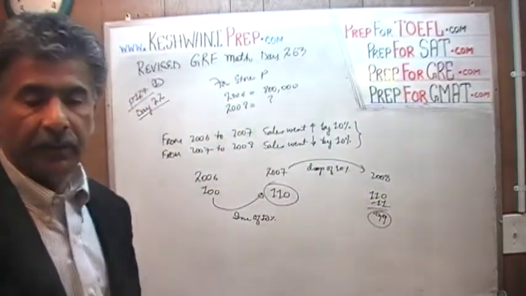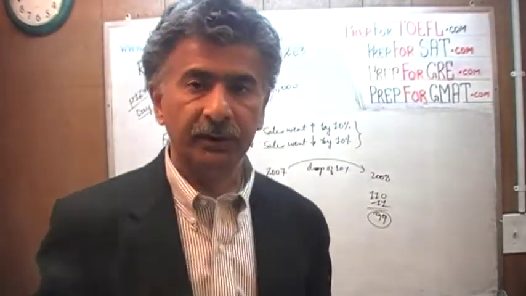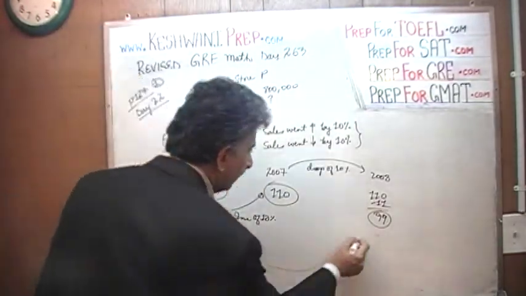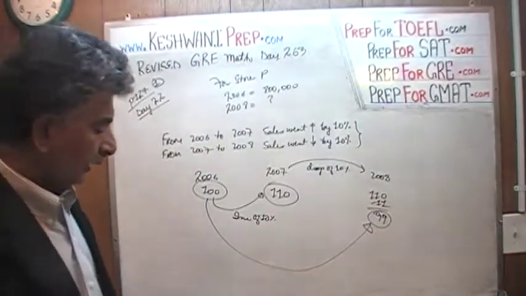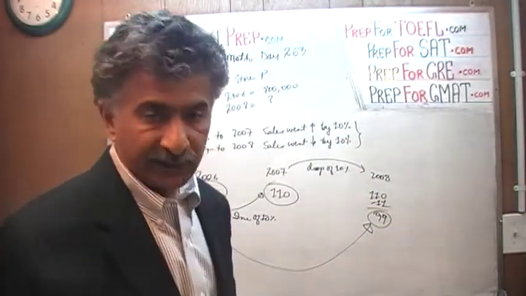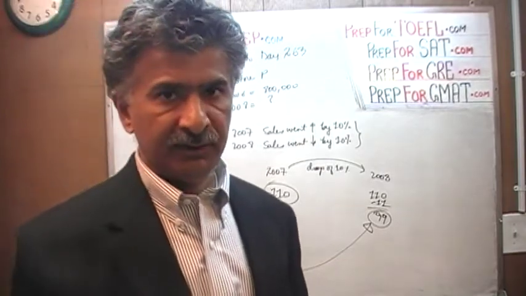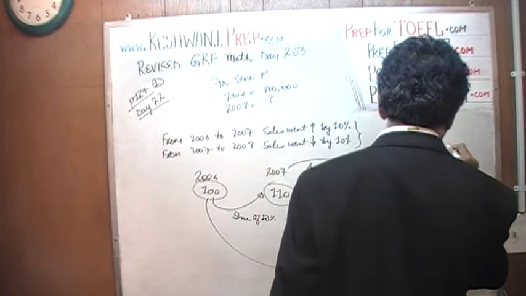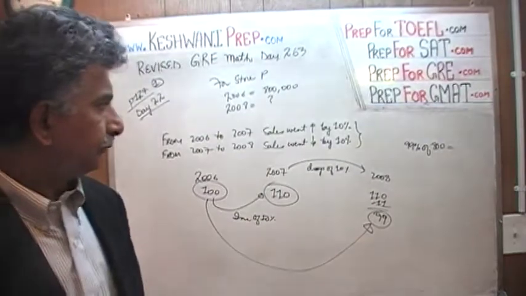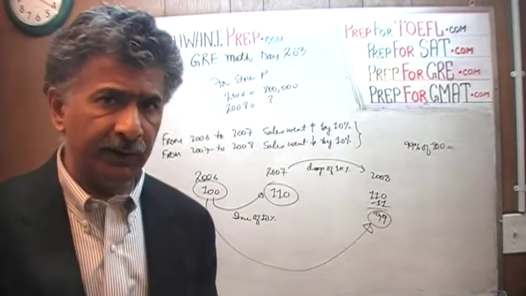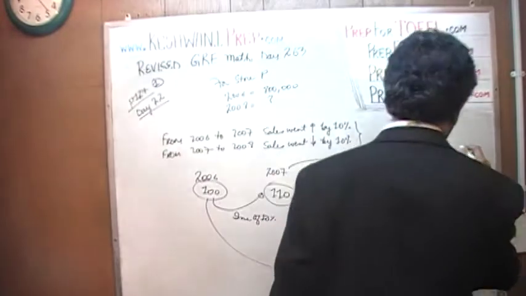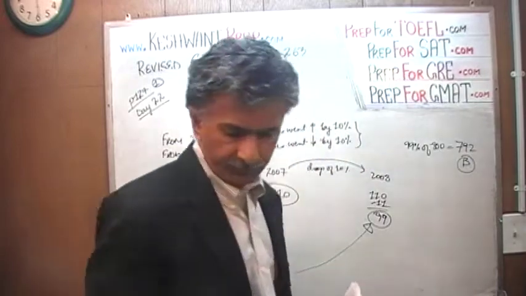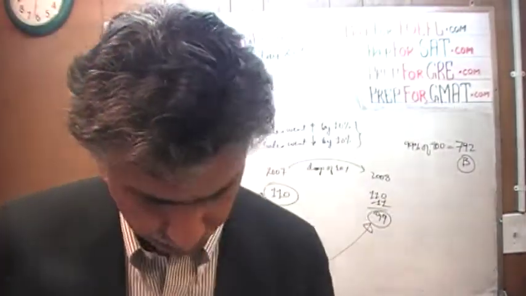In other words, if you have an increase of 10% and a drop of 10%, the net effect is that we end up with 99% of what you started out with. Among the answer choices, 99% of 800 is going to be slightly less than 800. 1% of 800 is 8, so it's 800 minus 8, or 792. And that's your answer. Answer choice B, 792,000. That's all. Let's go on to the next page.